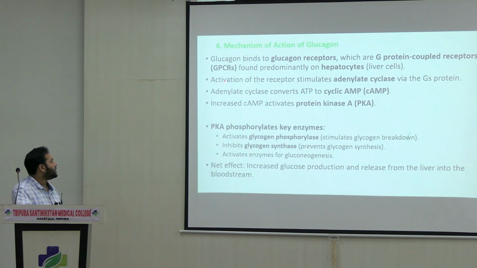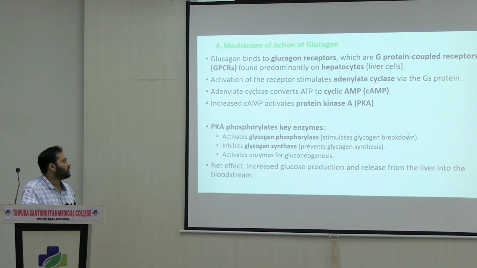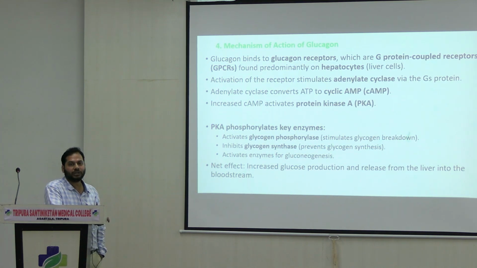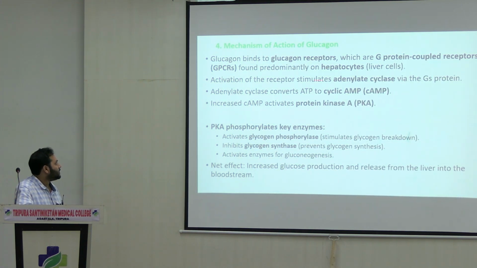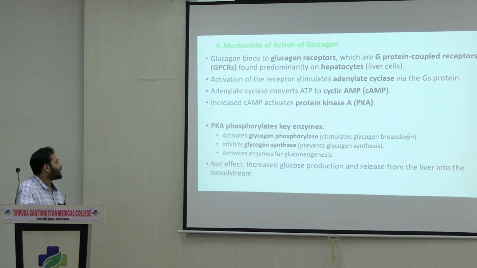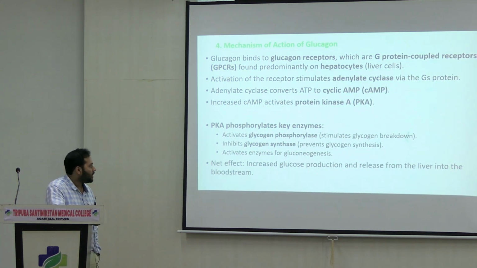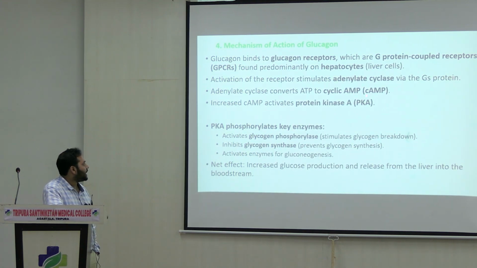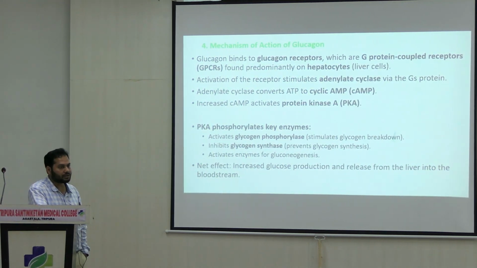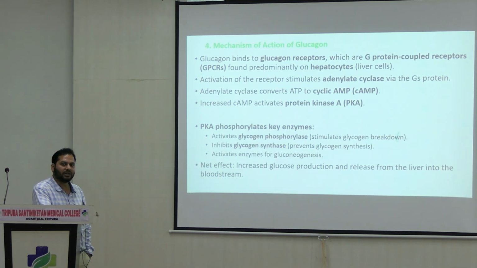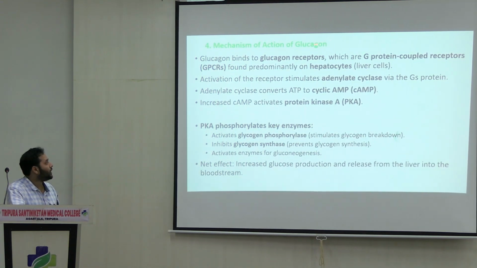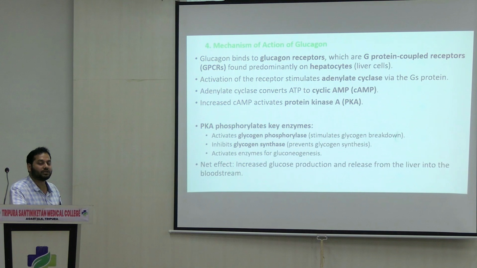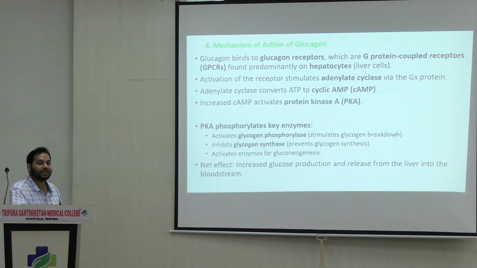Here the activation of receptors stimulates adenylate cyclase via the G stimulatory proteins. This is also discussed in a number of sessions. Adenylate cyclase converts ATP to cyclic AMP, and ultimately this cyclic AMP activates the inactive form of protein kinase. Up to this point we already discussed in many previous lectures. Now, as I mentioned, it will act at target sites. So what are the exact functions of glucagon at the target site?